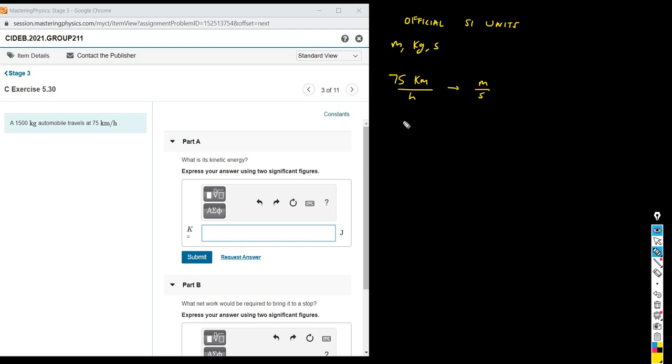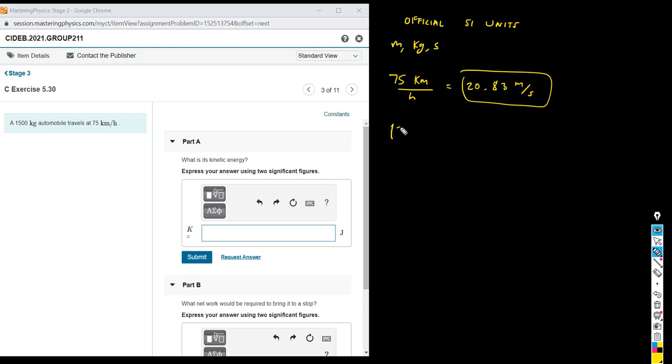Let me do the conversion. It's very simple. That's 28, I'm sorry, no, it's 20.8, 20.83 meters per second. That's the first thing you've got to do, guys. So what is its kinetic energy? What is the kinetic energy of this car with this mass going at this velocity? Remember, we're going to use this velocity in meters per second.